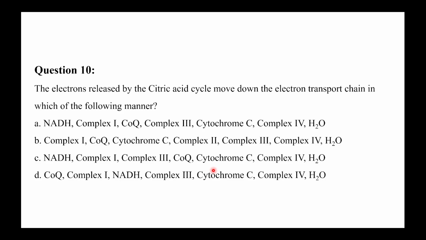Option A, NADH, complex 1, coenzyme Q, complex 3, cytochrome C, complex 4, and then H2O. Option B is complex 1, coenzyme Q, cytochrome C, complex 2, complex 3, complex 4, and then H2O. Option C is NADH, complex 1, complex 3, coenzyme Q, cytochrome C, complex 4, and then H2O. And option D is coenzyme Q, complex 1, NADH, complex 3, cytochrome C, complex 4, and then H2O.